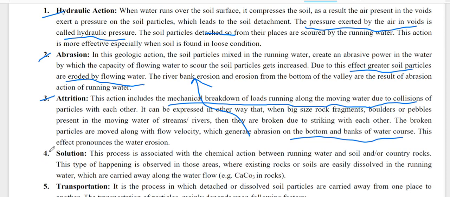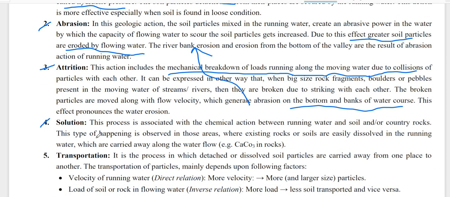Now you got this one. So this is somewhat similar. Now this solution is also a part of detachment. What happens if the process is associated with the chemical action between the running water and the soil?